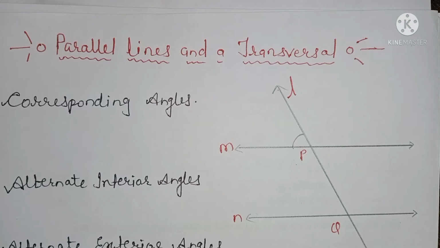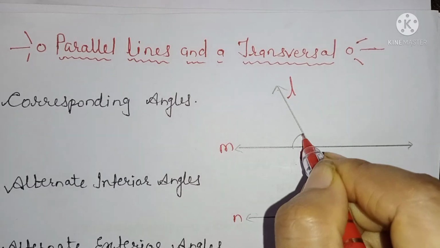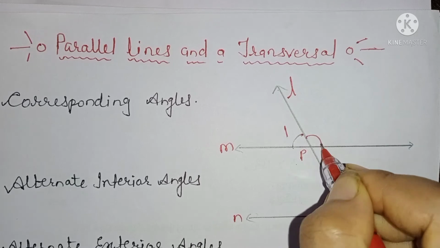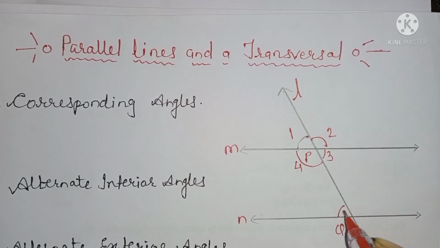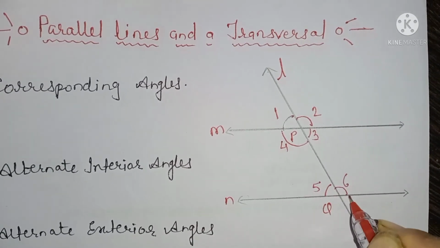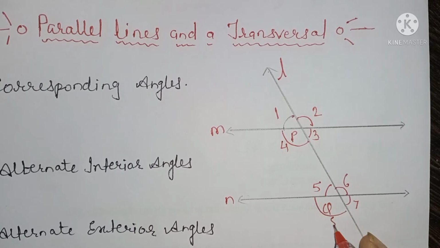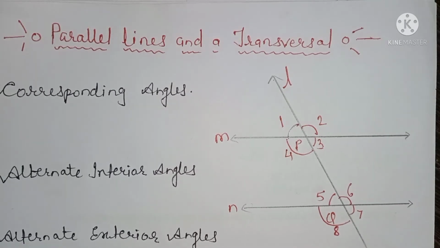Now, because of this transversal, line L, if you observe this, you can see the different angles. Let's name the angles: this is angle 1, angle 2, angle 3, angle 4, angle 5, angle 6, angle 7, and angle 8. Now, these angles are corresponding angles, alternate interior angles, alternate exterior angles, and co-interior angles, or we can say angles on the same side of the transversal, right?